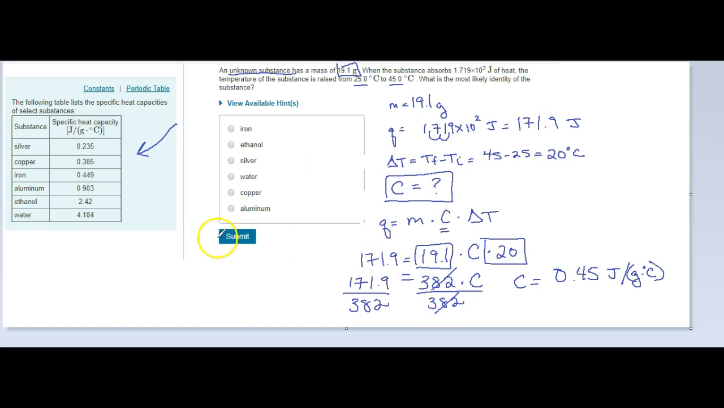And looking over at my chart, it looks like iron is going to be the closest to that 0.45. It's at 0.449, but that would round up to 0.45. So iron would be the answer to this problem.